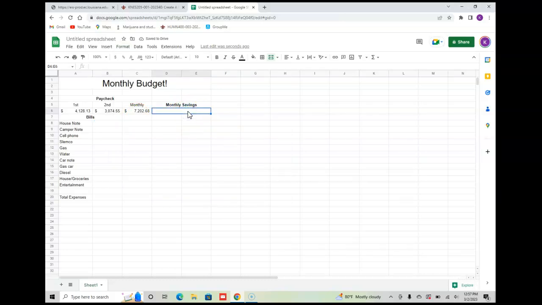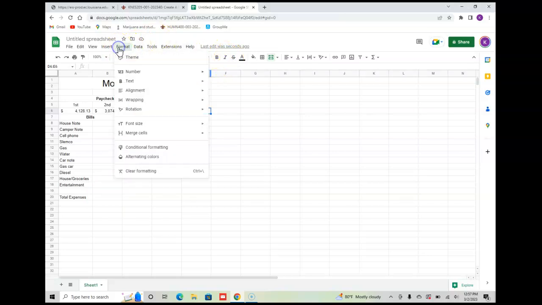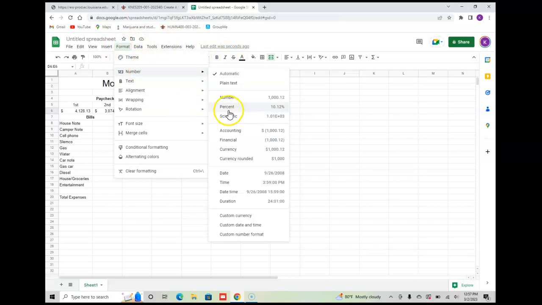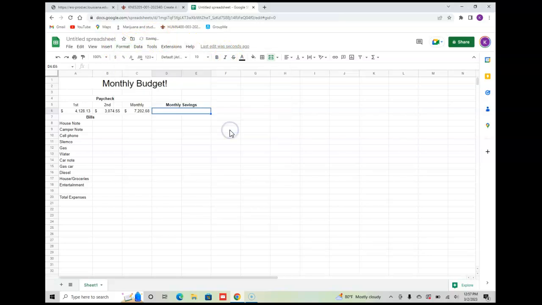And I'm going to format, because once I'm done with putting all of the expenses and I get the total expenses, I'm going to make a formula right here to show what we actually save, if we do save. And I'm going to put an accounting one right here.